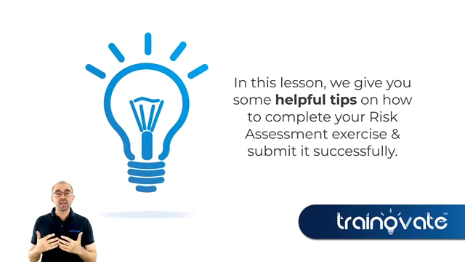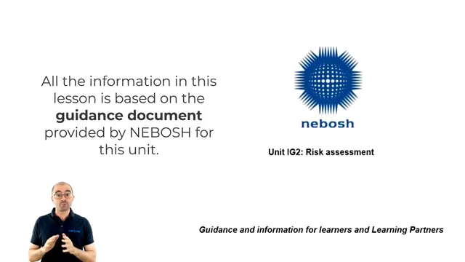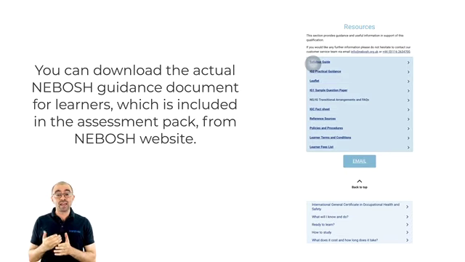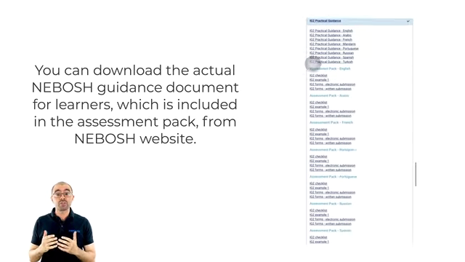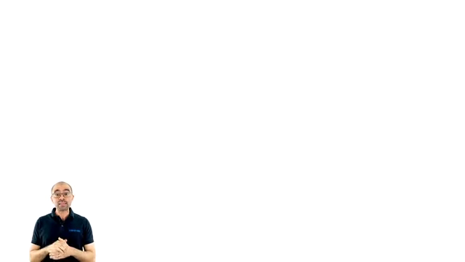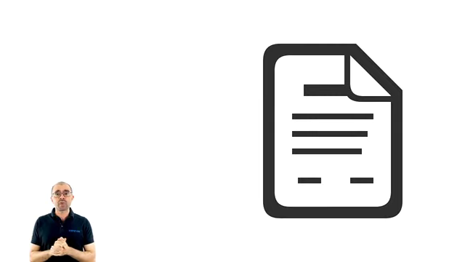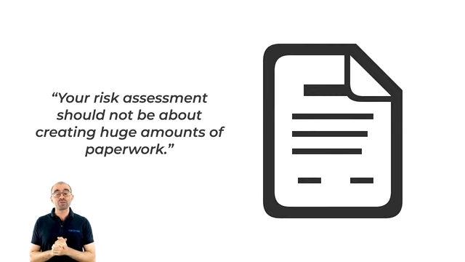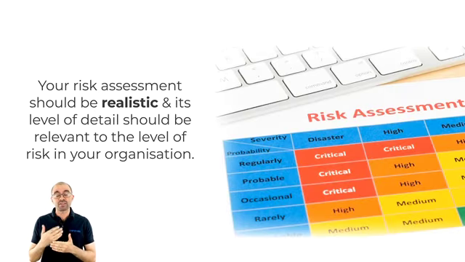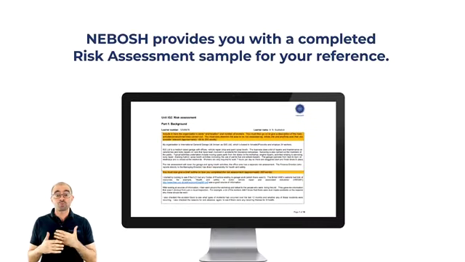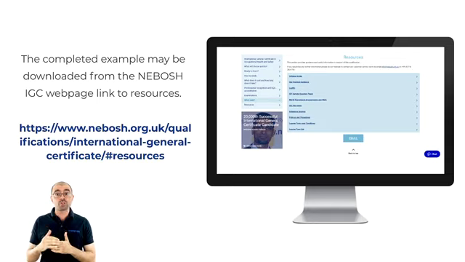In this lesson, we give you some helpful tips on how to complete your risk assessment exercise and submit it successfully. All the information in this lesson is based on the guidance document provided by NEBOSH for this unit. You can download the actual NEBOSH guidance document for learners, which is included in the assessment pack from the NEBOSH website. In this guidance document, NEBOSH clearly states that your risk assessment should not be about creating a huge amount of paperwork. Your risk assessment should be realistic, and its level of detail should be relevant to the level of risk in your organization. NEBOSH provides you with a completed risk assessment sample for your reference. The completed example may be downloaded from the NEBOSH IGC webpage link to resources.